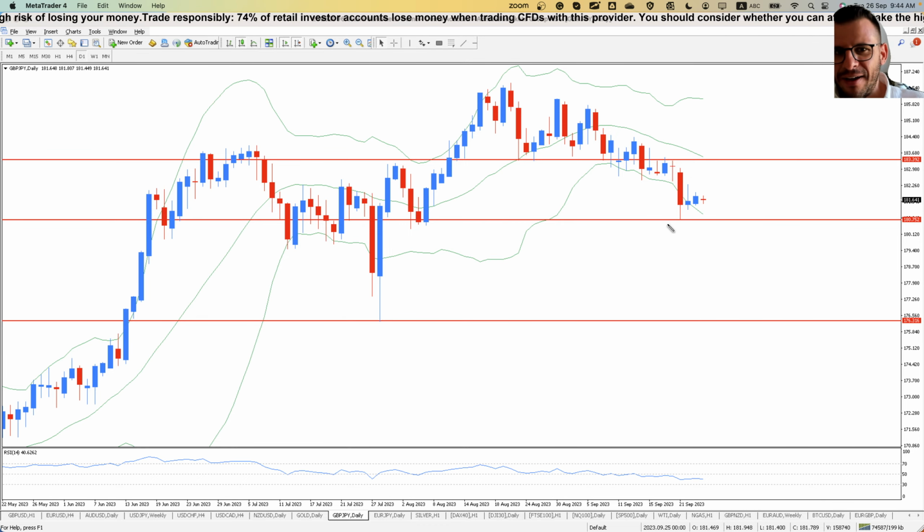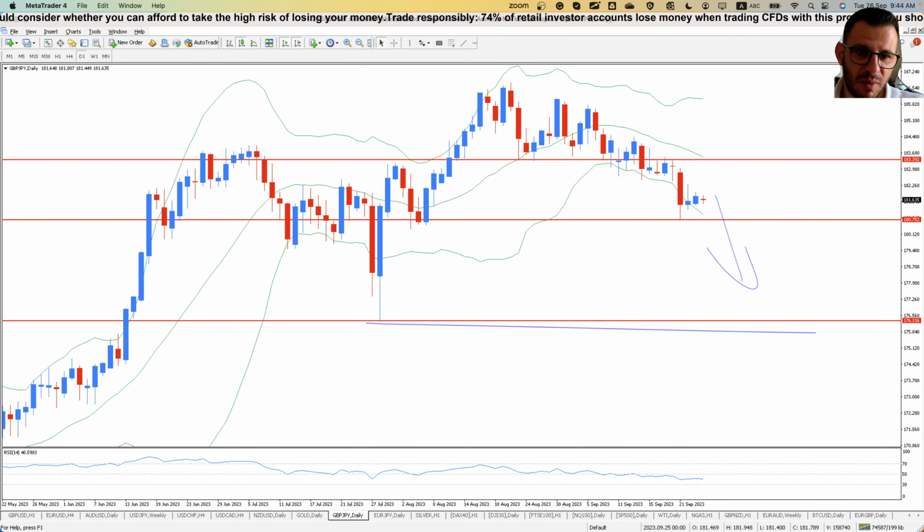I definitely would like, based on this structure here, to see even an intraday close below this area of support, then go to the 1 hour chart and 15-minute chart and try to take advantage of this market.